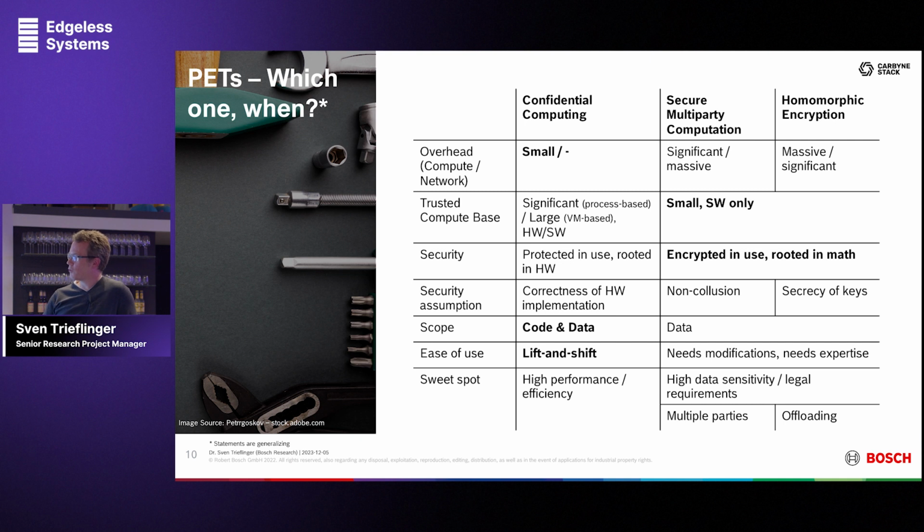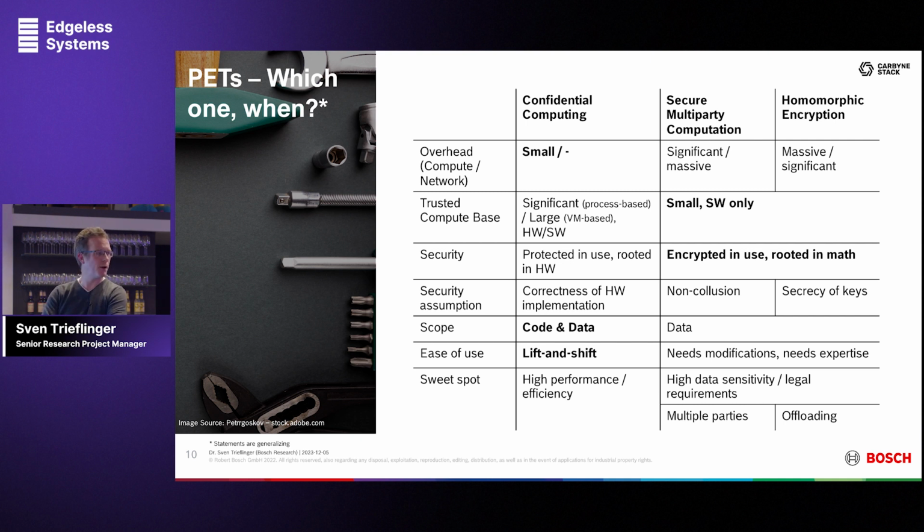Trusted compute base: for confidential computing, it can be significant, right? You have to trust the hardware, the software stack, and so on and so forth. For computing on encrypted data technologies, it's rather small, and you can patch it easily because it's software only, right? Security: for confidential computing, I call it protected in use because while it's protected in memory, it's still computed in the clear on the CPU. That's not the case for computing on encrypted data technologies, because they work literally on the encrypted data without decrypting it.